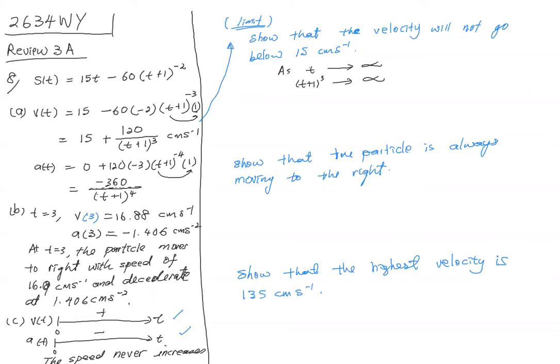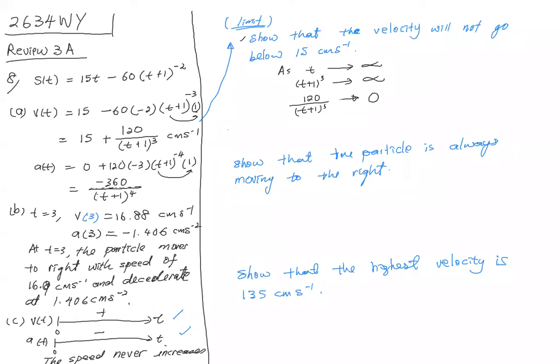What is the next term that I must write down? Krishalini. Yes, ma'am. What is the next term that I must write down to answer this question? 120 over t plus 1 to the power of 3. Yeah, so it will approach 0.